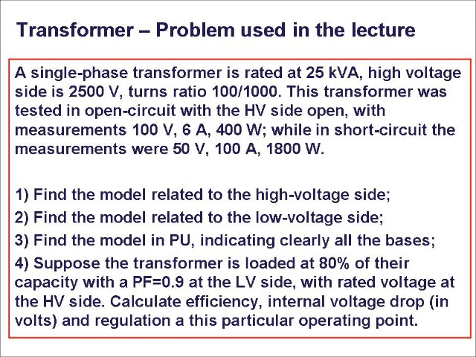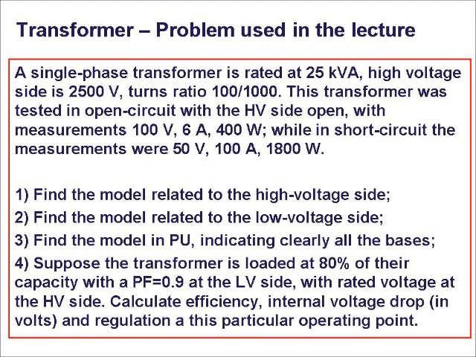A single phase transformer is rated at 25 kVA. The high voltage side is 2500 volts. There's a turn ratio 100 to 1000. This transformer was tested in open circuit with the high voltage side open, with measurements of 100 volts, 6 amps, 400 watts. While in short circuit, the measurements were 50 volts, 100 amps, and 1800 watts.